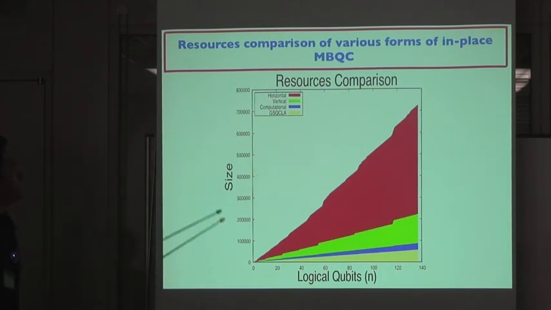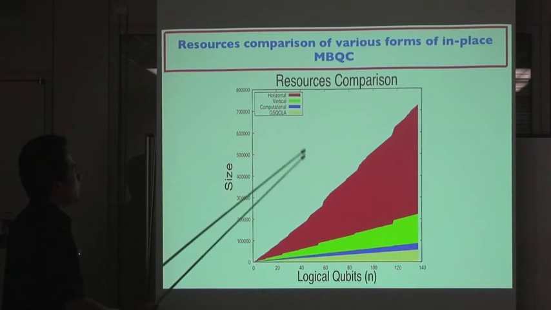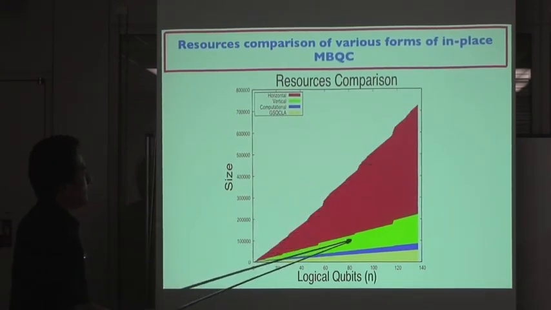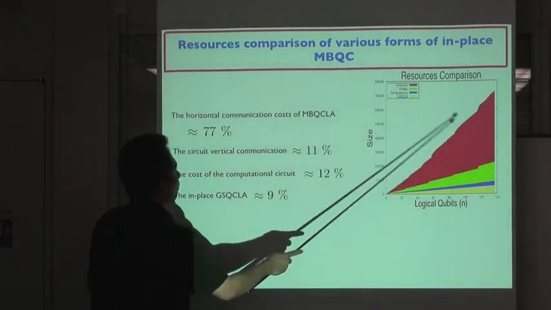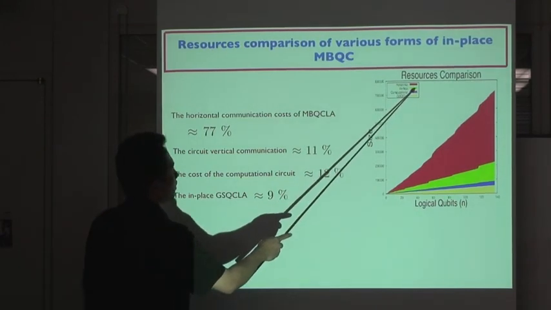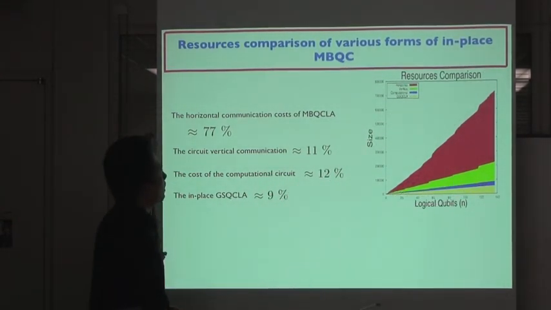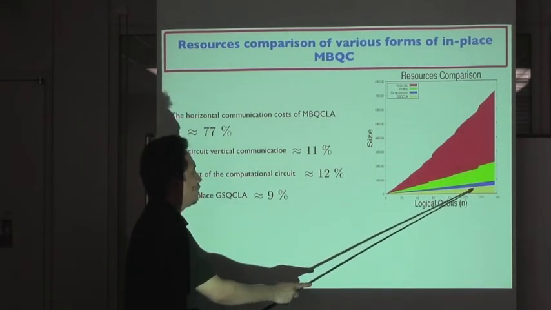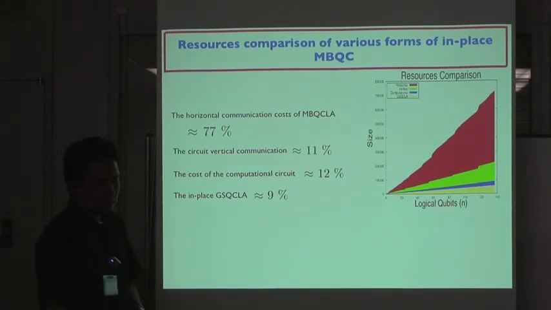Finally, we can make the comparisons of resources of various forms of in-place MBKC. So the red area represents the horizontal communications, and the green area just represents the vertical communications, and the blue area represents the computational resources, and the last one, GS KCLA, the yellow area represents the resources comparison if we perform the in-place KCLA.